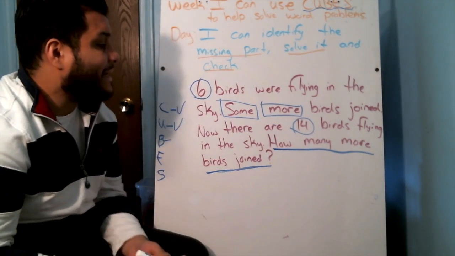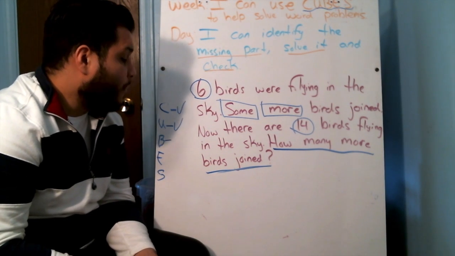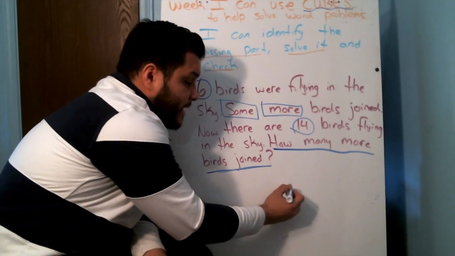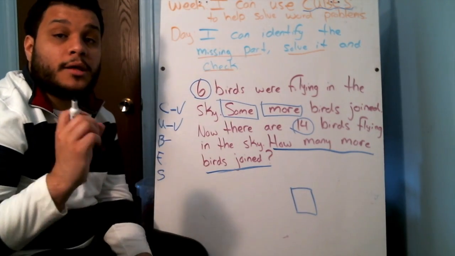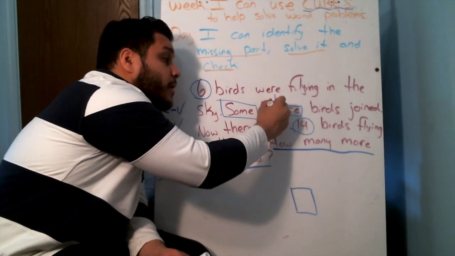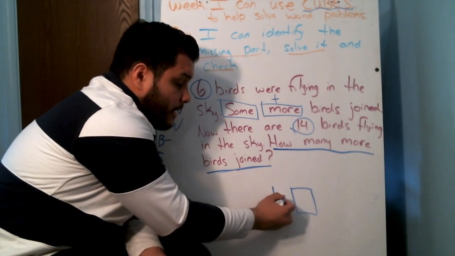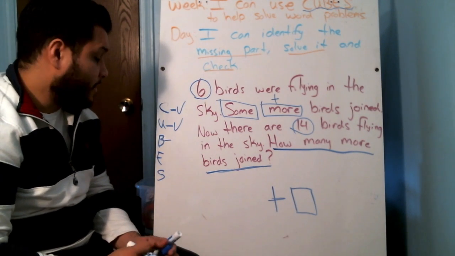Birds joined. Now there are 14 birds in the sky. How many more birds joined? The word some lets me know that there is a missing number. The word more lets me know that we are going to do, yes, addition. I am starting to write my number sentence here at the bottom.